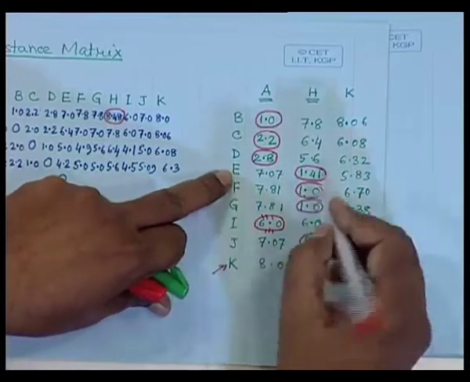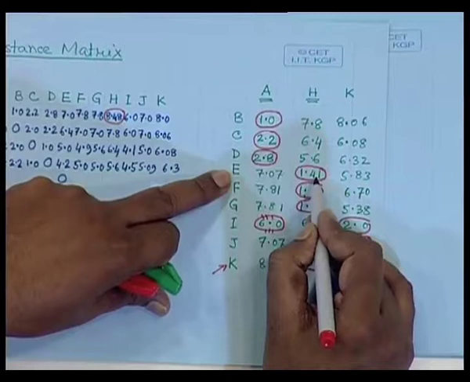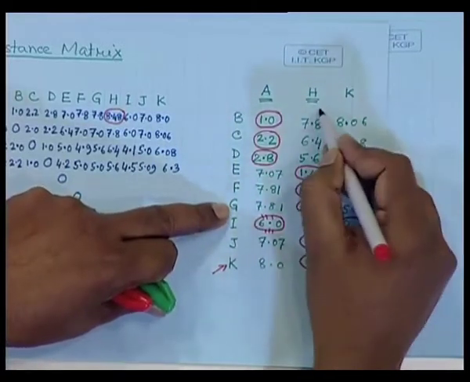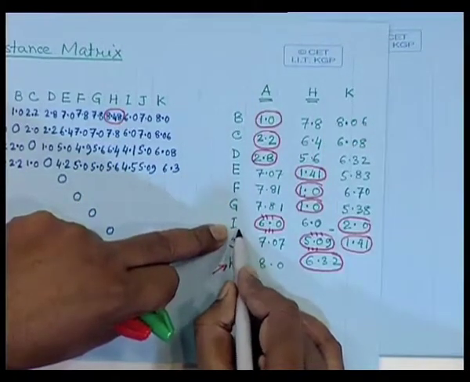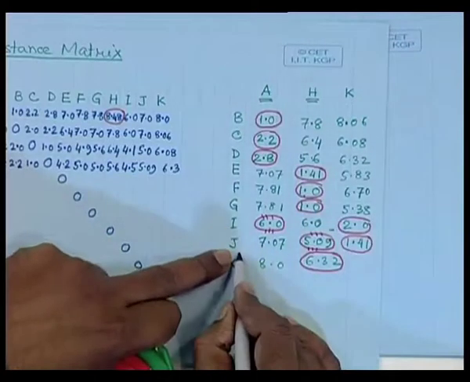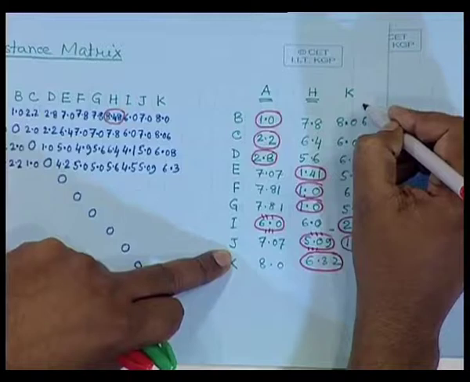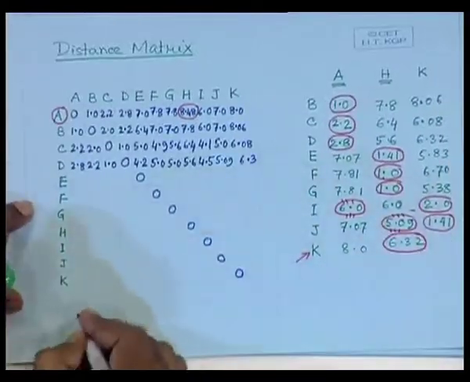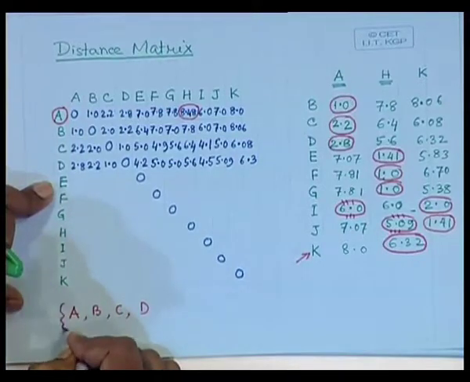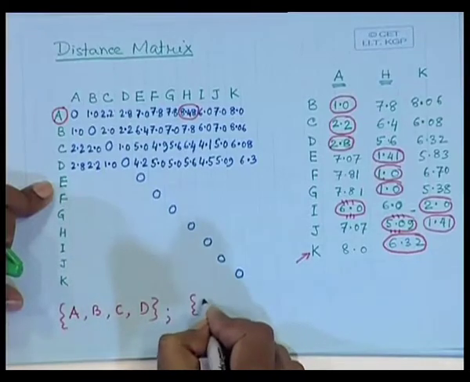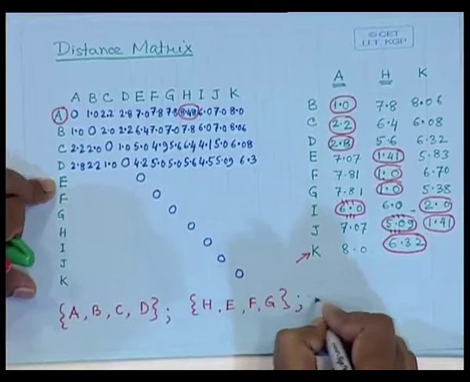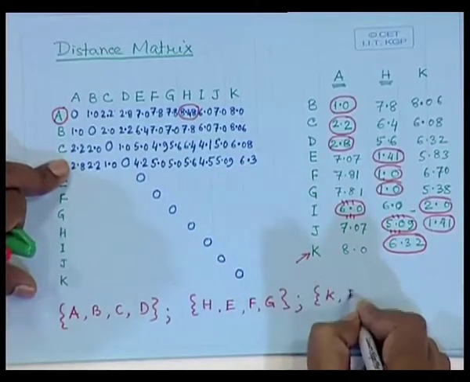Coming to E, you find that the distance between E and H is minimum. So, the point E will be put into the cluster formed by cluster center H, and F and G will go to the same cluster. Coming to point I, the distance between I and K is minimum, so point I will go to the cluster of cluster center K, and point J also will go to the cluster formed by cluster center K. So, I get three different clusters. One cluster contains points A, B, C and D. The second cluster is H, E, F and G, and the third cluster is K, I and J.